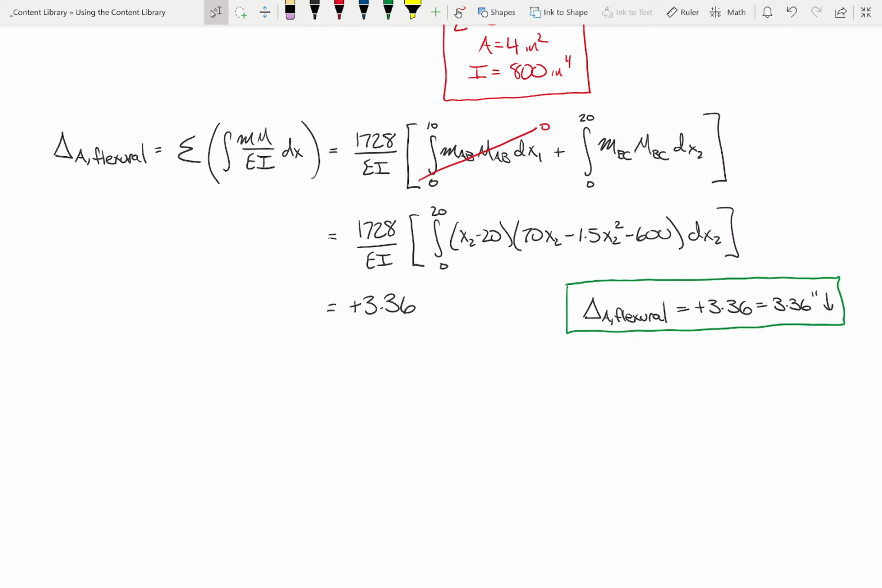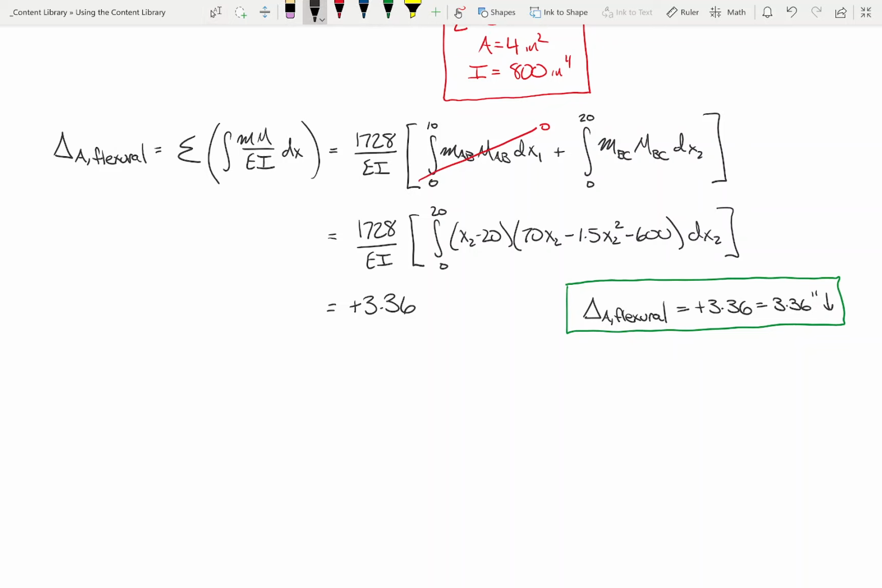So what I'm saying is that if all we were to do is consider the effects of flexural deformation, we would predict that this frame would deflect about 3.36 inches. Everybody with me on that? So what about the axial effects?